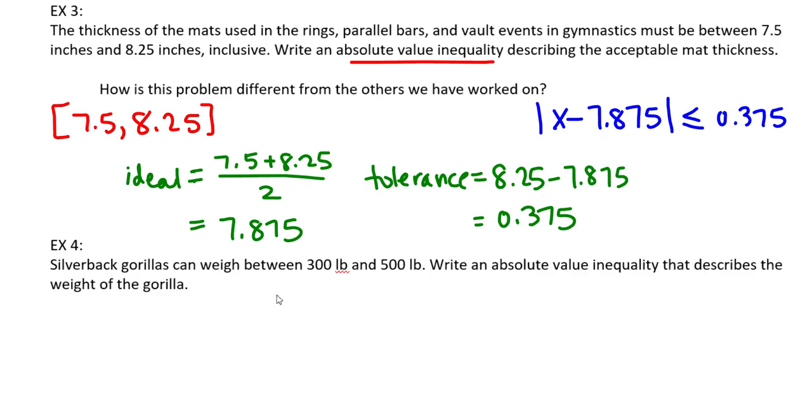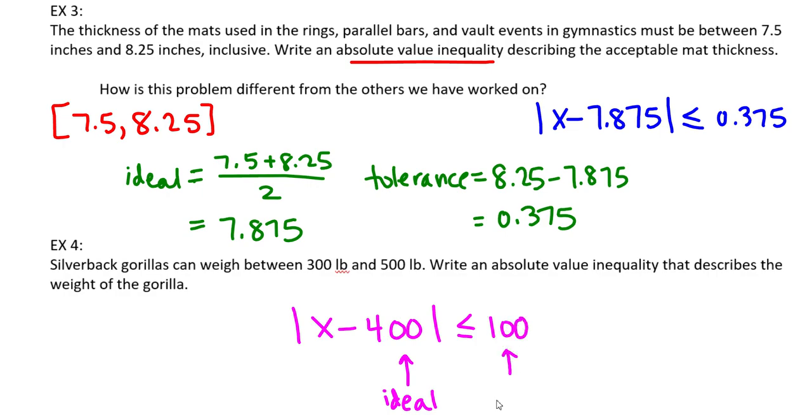Example 4 is similar. Let's see if we can figure this one out here without too much math. It says gorillas can weigh between 300 and 500 pounds, okay? So ideally, what would they be, guys? 400, okay? This would be our ideal here, right in between the two numbers. How much can it fluctuate from the ideal? Yeah. If 300 is the low and 500 is the high, it could fluctuate 100 pounds, right? This would represent your tolerance, okay?